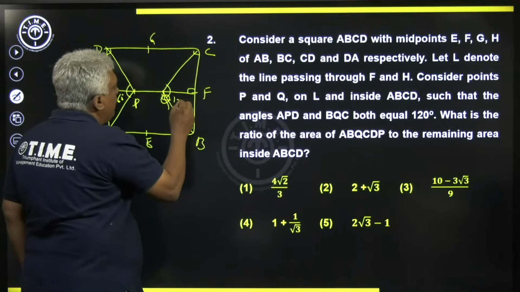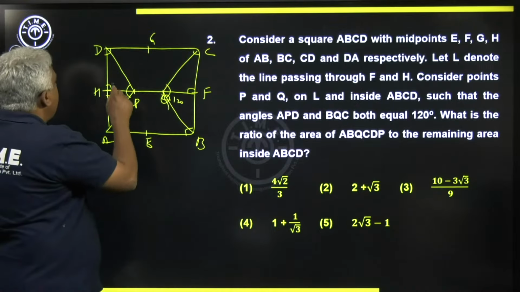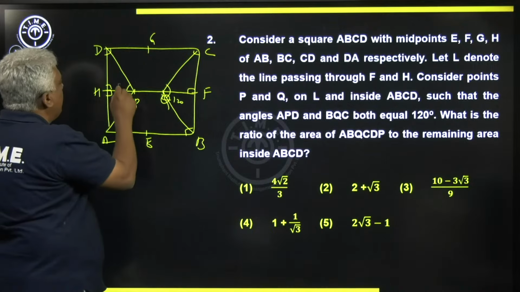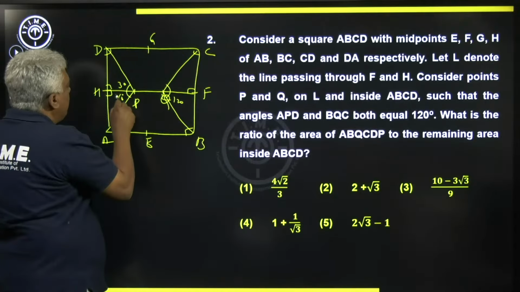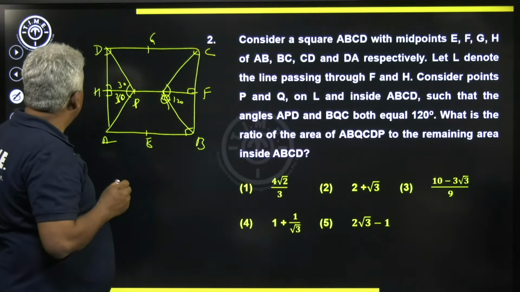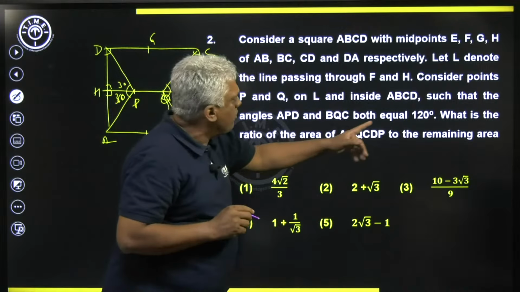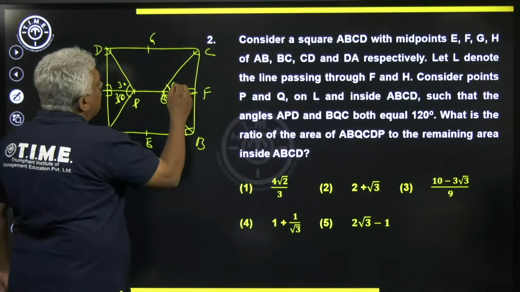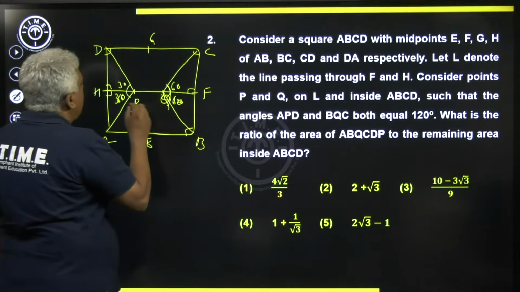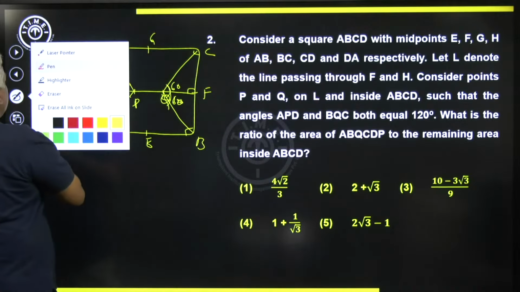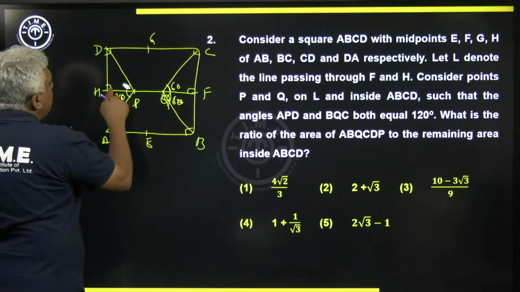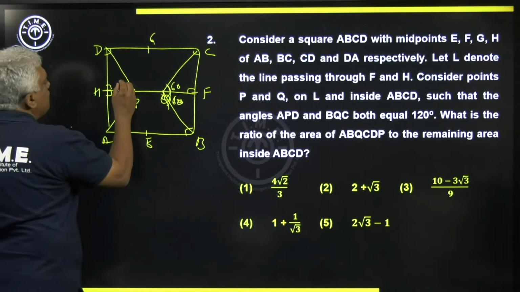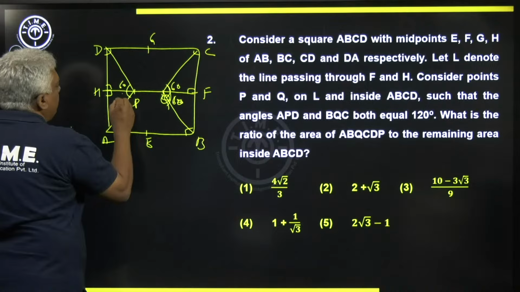Now you can see that triangles PHD and PAH will be congruent triangles. So this will be 30, 30. Sorry, this is 120, I made a mistake. This angle is 120, so it will be 60, 60, not 30, 30. I'll erase it. So this is 120, and it will be 60, and this is also 60.